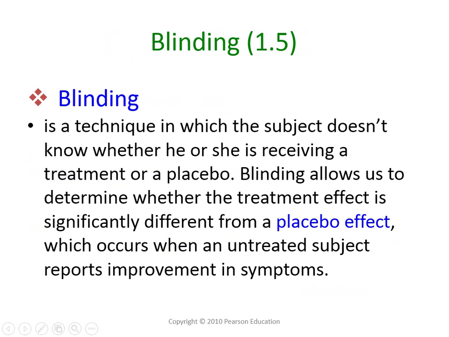All right, some other techniques that we have to think about. Blinding is one technique that's used in which the subject doesn't know whether he or she is receiving a treatment or a placebo. Blinding allows us to determine whether the treatment effect is significantly different from a placebo effect, which occurs when an untreated subject reports improvements in symptoms.